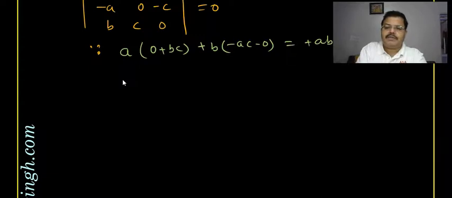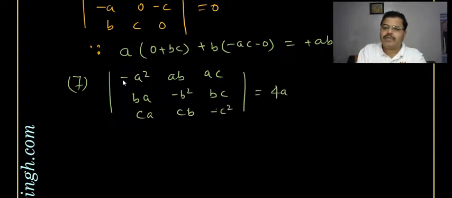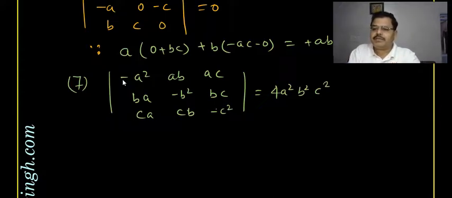Now there is question number 7, and question number 7 is minus A square, AB, AC, and BA, minus B square, BC, and CA, CB, and minus C square is equal to 4A square, B square, C square. This question has been solved in the previous video. Please watch the previous video. I have taken A common from A, B, C row wise and then column wise. And thereafter, we have solved the determinant; you will be able to see it in the previous video.